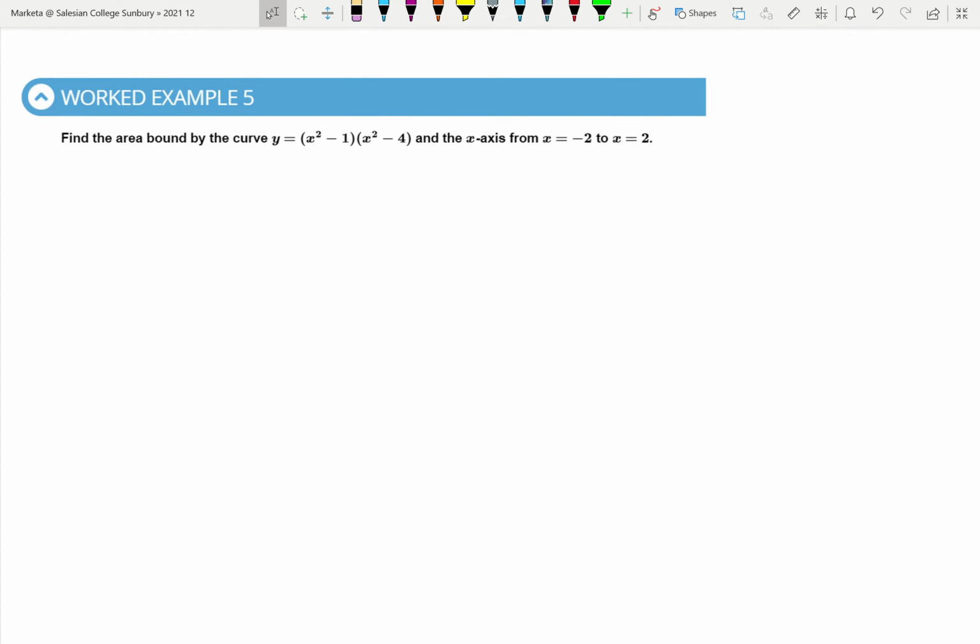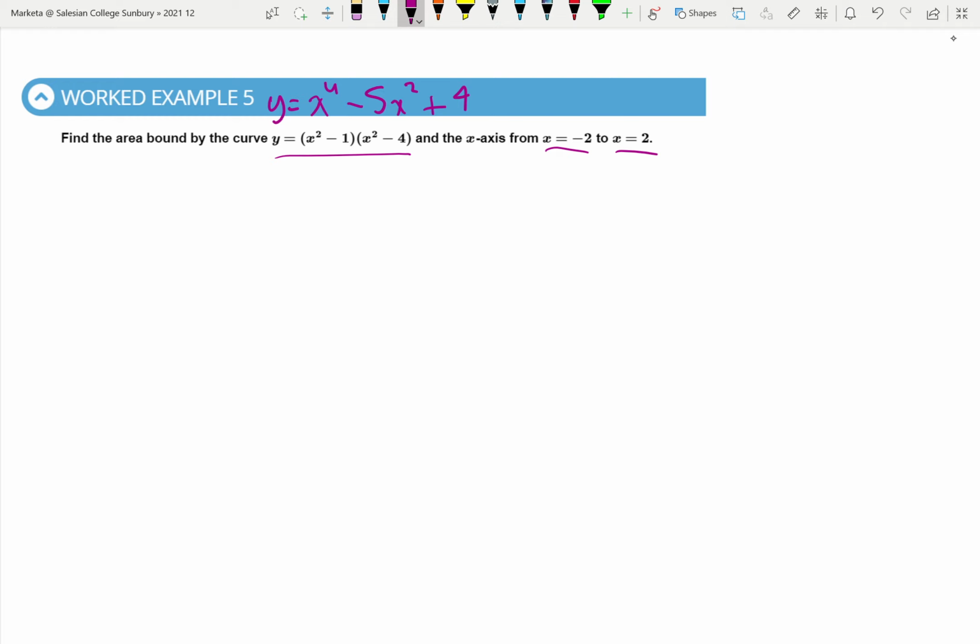Let's look at the next one, and here we have the area bound by this curve and the x-axis from neg 2 to 2. So what I would do if I were you, I would expand this. So x squared times x squared is x to the 4. X squared times neg 4 x squared minus 1x squared, that's going to be negative 5x squared. And then neg 1 times neg 4 is plus 4. So that means that when I do my anti-differentiation, it's ready to go in the expanded form.